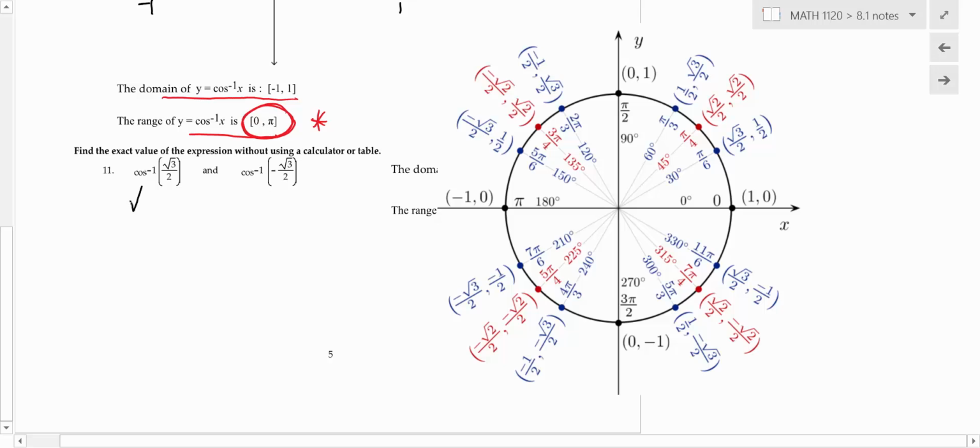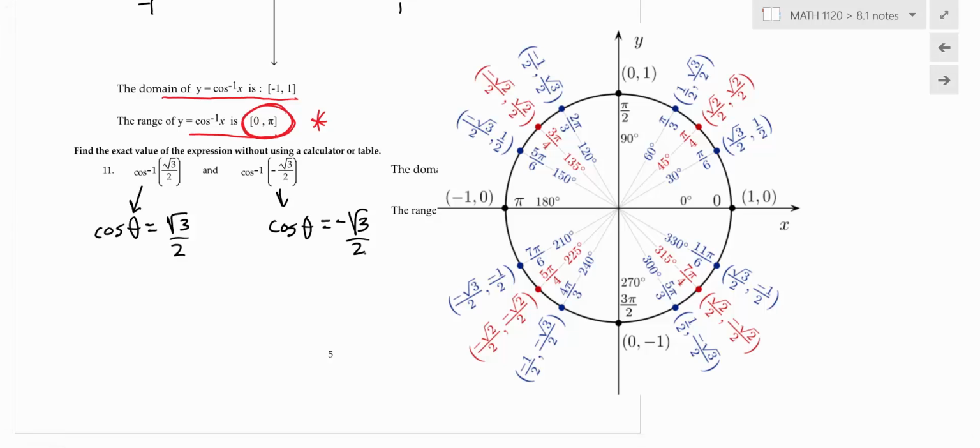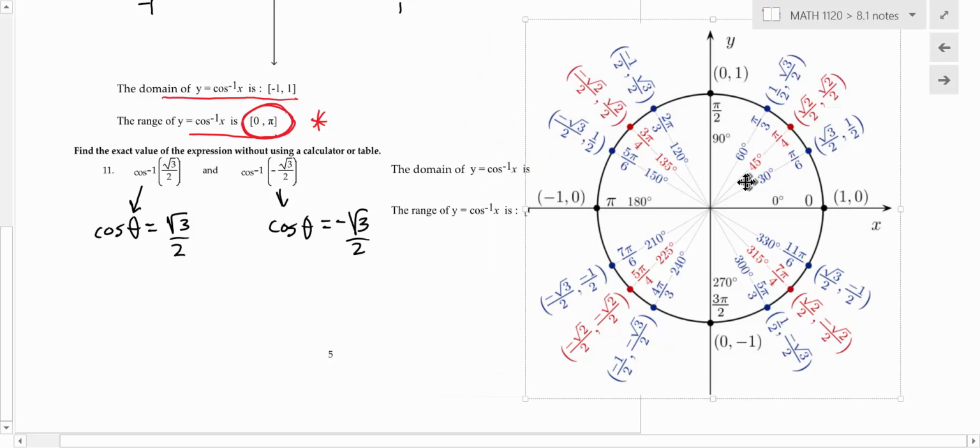And what I want you to do on this number 11, first of all, rewrite this as cosine theta equals square root of 3 over 2. And then write this one as cosine theta equals negative root 3 over 2. What I'm trying to get you solid with is the difference between the positive and the negative, okay? And again, what you have to do on this is you have to pay attention to this range right here. The range is from 0 to pi.